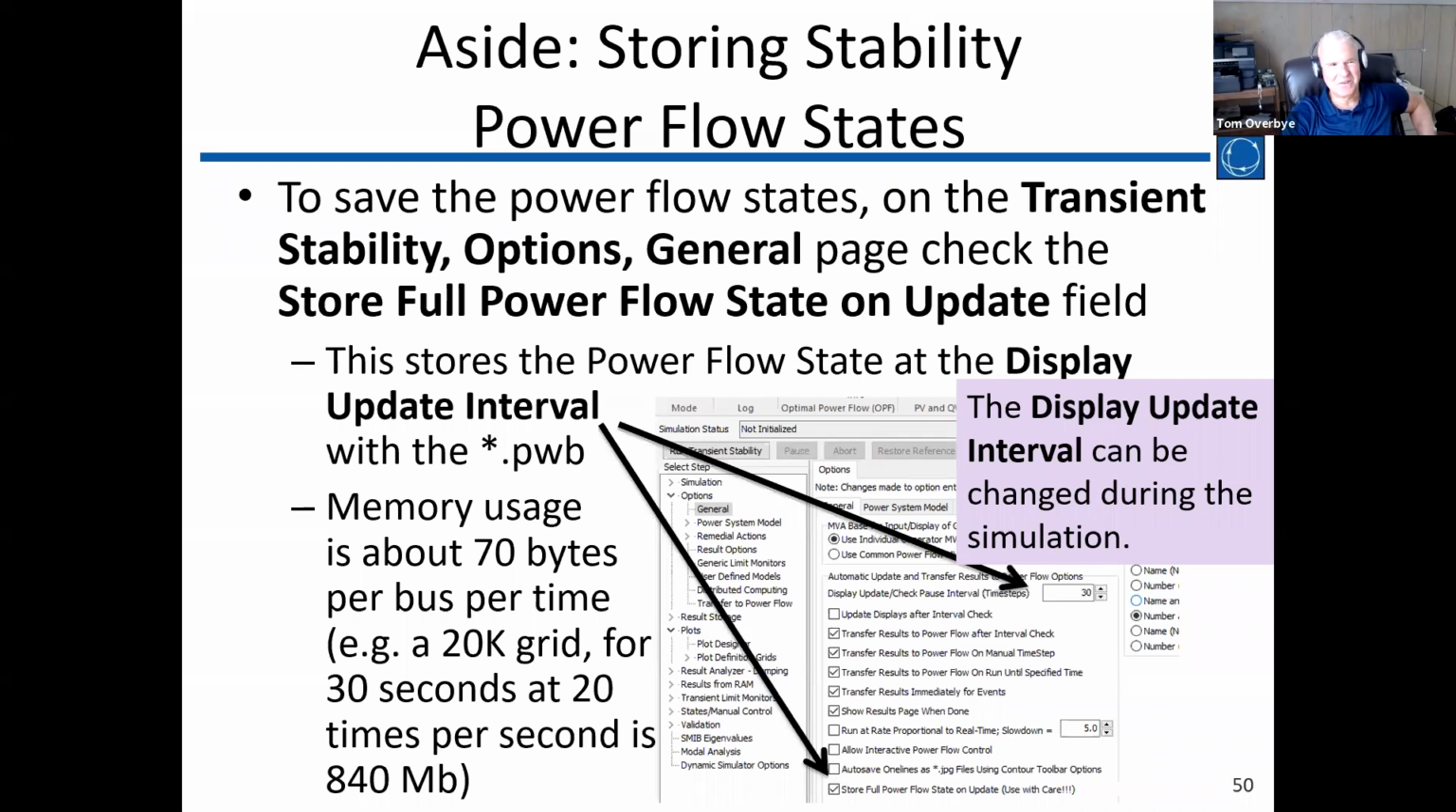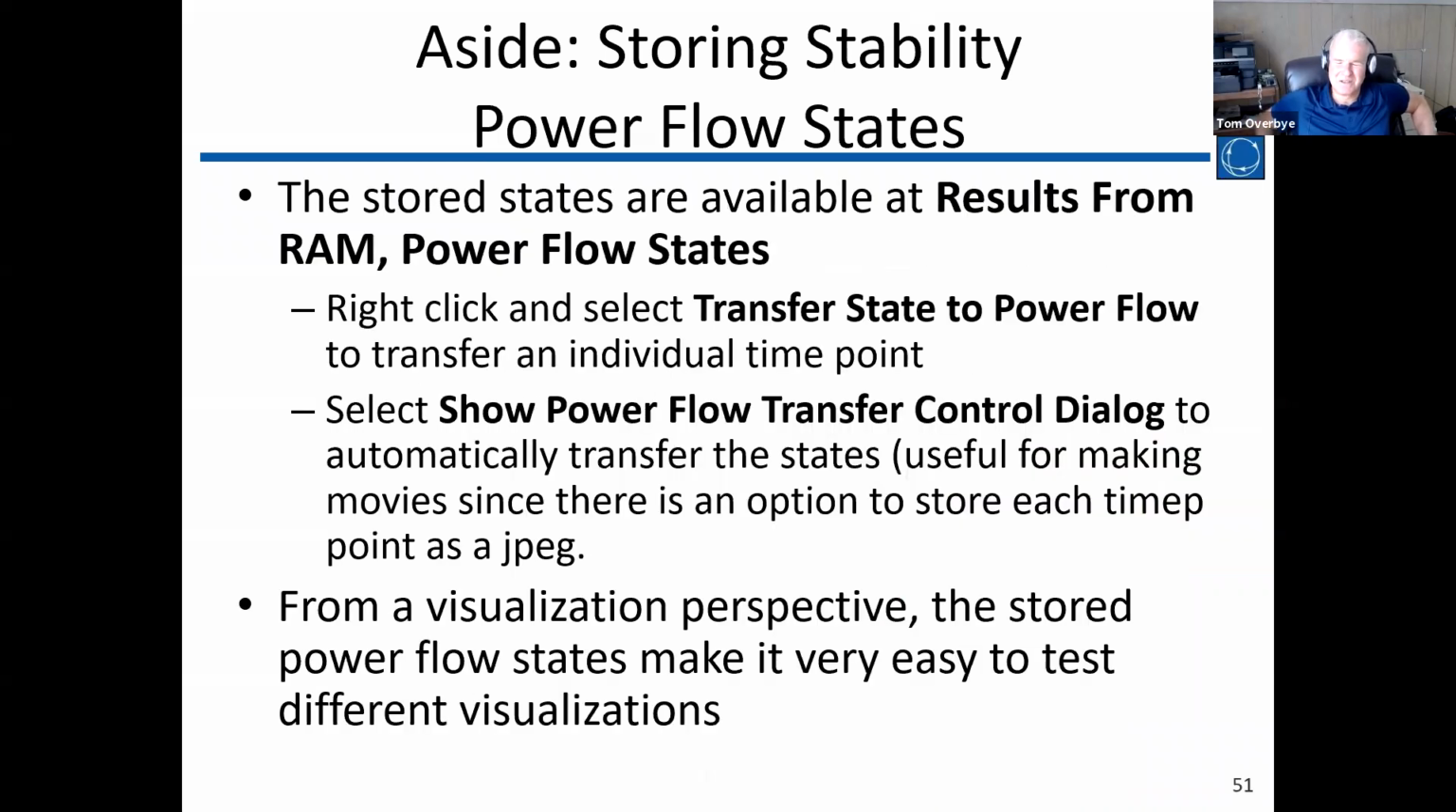It really helps a lot with visualization because once you do this, you've got the results that you're going to visualize stored, so you can then play them back very quickly and look at your visualization. If it doesn't do what you need it to do, you can change stuff around and replay them. So the stored results are available under Results from RAM, Power Flow States. You right click and select transfer state to power flow, and select show power flow transfer control dialog to automatically transfer the states.